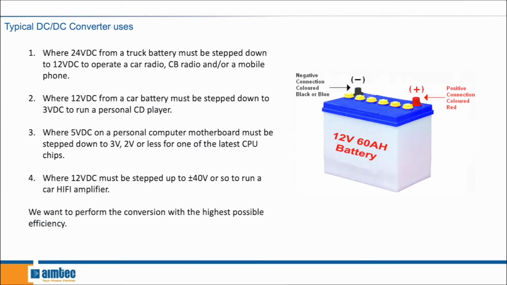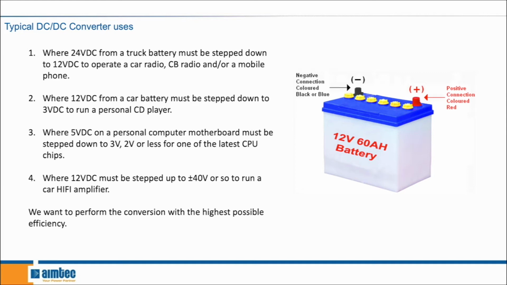So here we go over some typical DC-DC converter uses. If you have a 24-volt battery in a truck, we actually need to step that down to say 12 volts to operate a car radio, CB radio, and or a mobile phone. Where 12 volts from a car battery must be stepped down to 3 volts to run a personal CD player. Where 5 volts on a personal computer motherboard must be stepped down to 3 volts or even 2 volts for one of the latest CPU chips. And finally, where 12 volts must be stepped up to plus or minus 40 volts or so to run a car hi-fi amplifier.